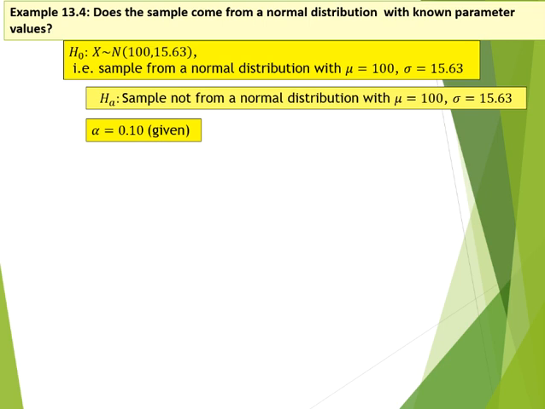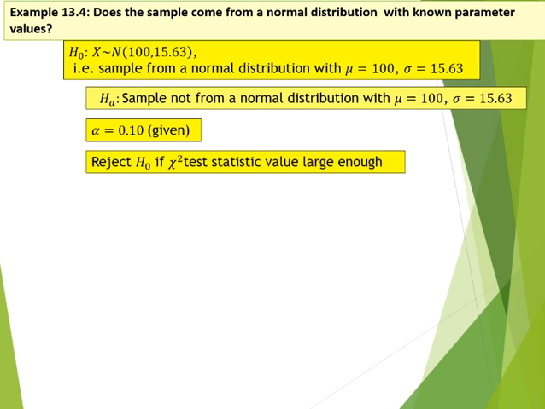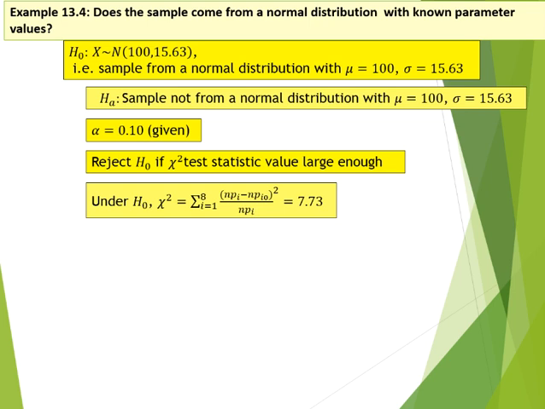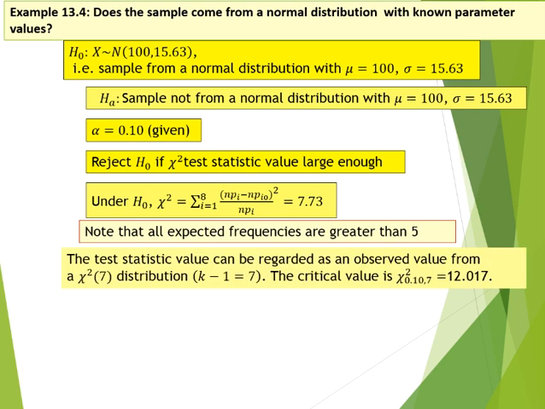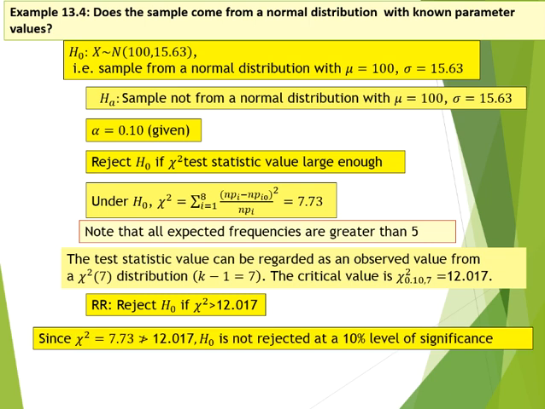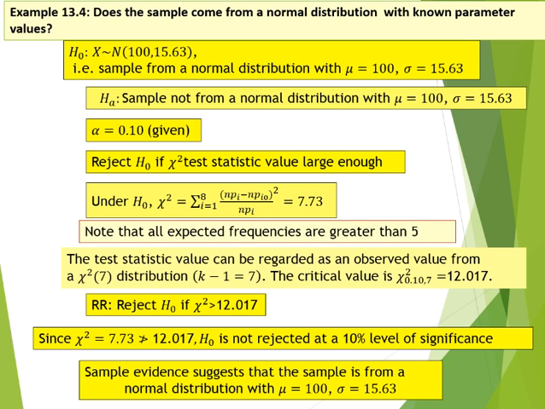You're given a significance level. You reject when your test statistic value is large enough. You obtained a value of 7.73. From your table, you check that all the frequencies are greater than 5. Therefore, you have 8 intervals, which means degrees of freedom is 8 minus 1, namely 7. That's 12.017. Your test statistic value is not larger than that. Therefore, you will not reject the null hypothesis, and you can assume that the sample is from a normal distribution.